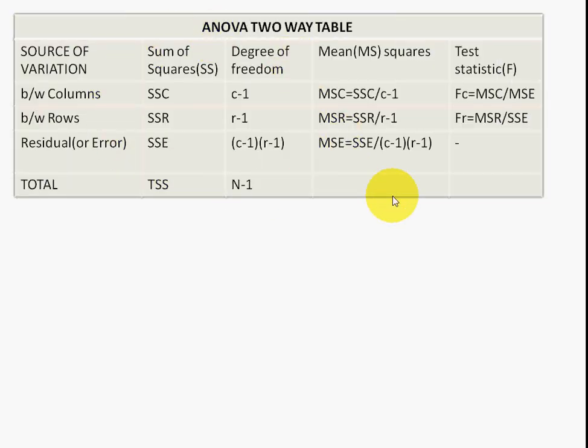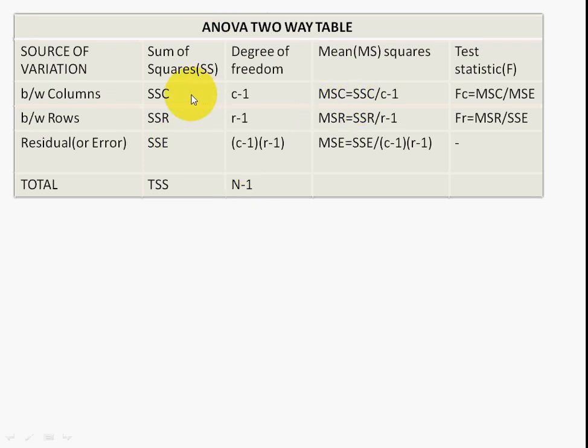Now this is a predefined and generalized table. Sum of squares between the columns is defined as SSC. Sum of squares between the rows is SSR. Sum of the squares of error is SSE. So total is TSS, and the degree of freedom for columns is C minus 1. C stands for columns, R stands for rows. Therefore for error, degree of freedom is C minus 1 into R minus 1, and for TSS the degree of freedom is capital N minus 1. So total number of observations minus 1.